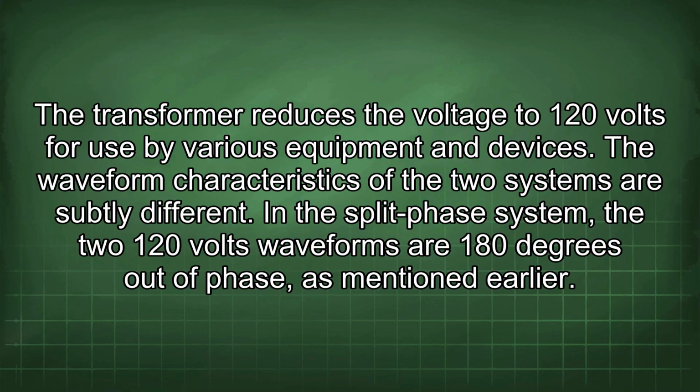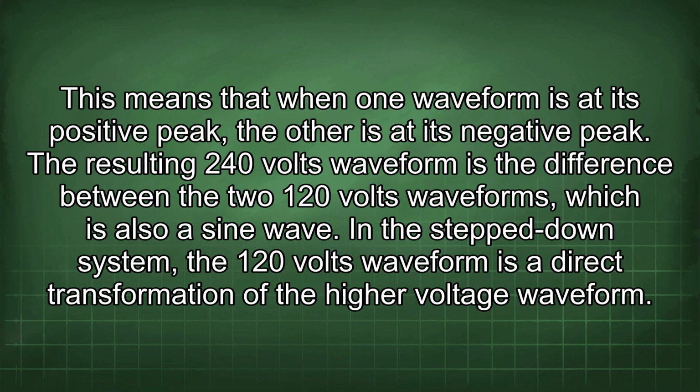The waveform characteristics of the two systems are subtly different. In a split-phase system, the two 120 volt waveforms are 180 degrees out of phase, as mentioned earlier. This means that when one waveform is at its positive peak, the other is at its negative peak. The resulting 240 volt waveform is the difference between the two 120 volt waveforms, which is also a sine wave.